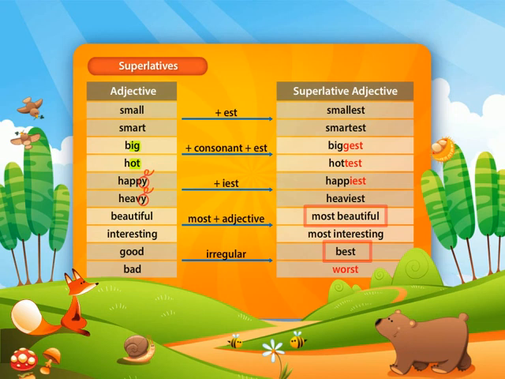Please make use of comparatives and superlatives and practice them together. Let's review today's lesson.